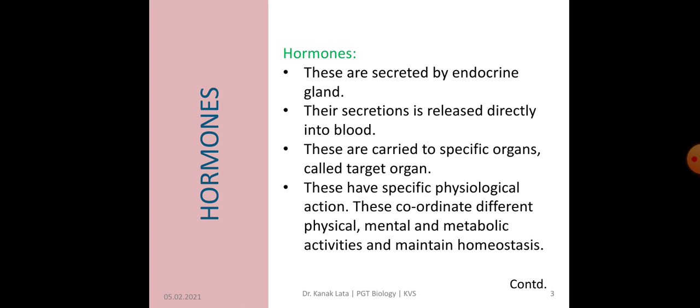Now it is about hormones. Hormones are secreted from endocrine glands and released directly into the blood. They are carried by blood to their specific target organs. Hormones stimulate or inhibit specific physiological processes and also coordinate different physical, mental and metabolic activities, as well as help in maintaining homeostasis. Homeostasis means constant internal environment.